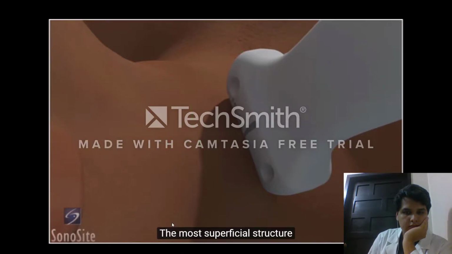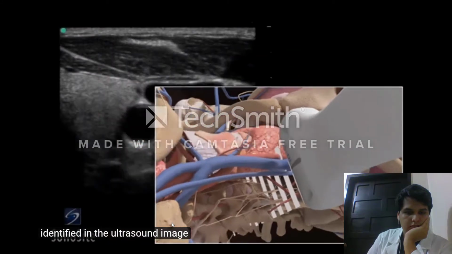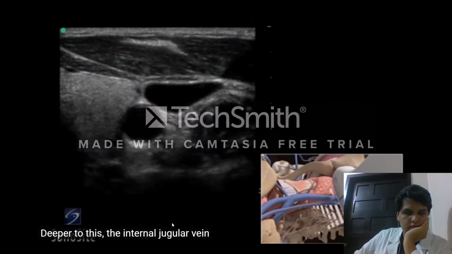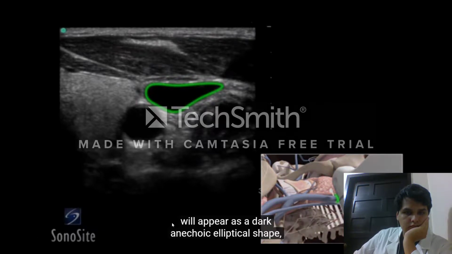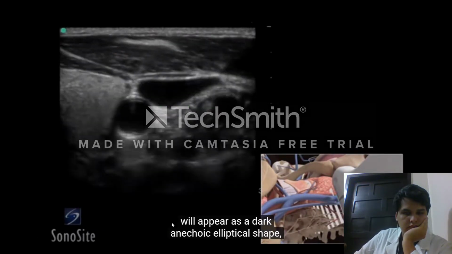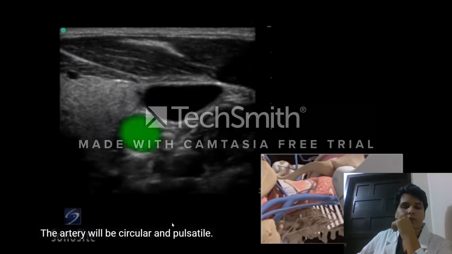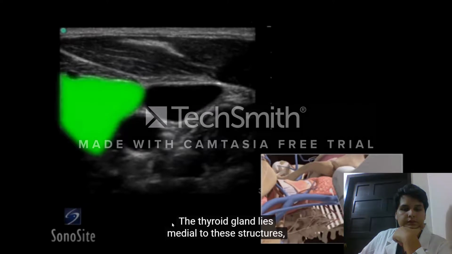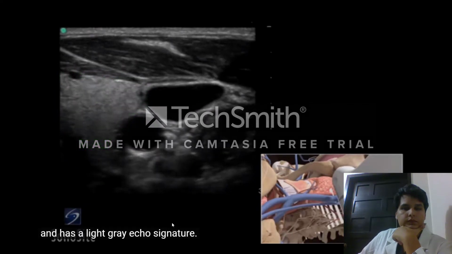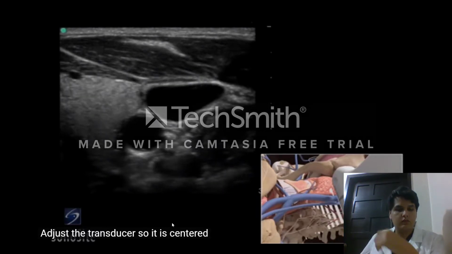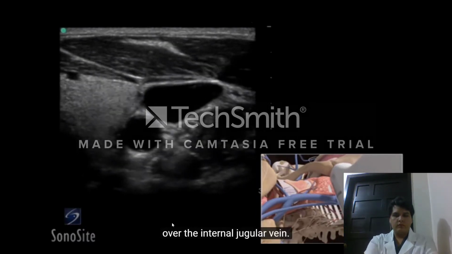The most superficial structure identified in the ultrasound image is the sternocleidomastoid muscle. Deeper to this, the internal jugular vein will appear as a dark anechoic elliptical shape and is compressible with transducer pressure. The artery will be circular and pulsatile. The thyroid gland lies medial to these structures and has a light gray echo signature. Adjust the transducer so it is centered over the internal jugular vein.